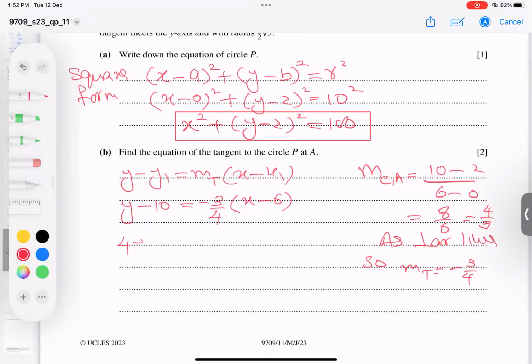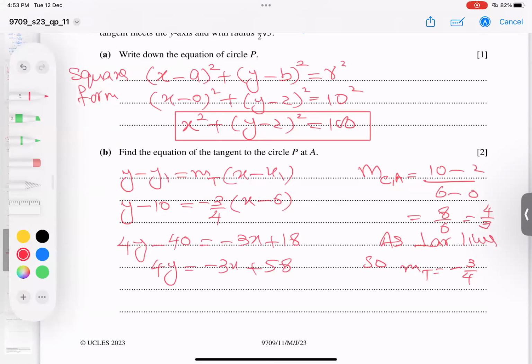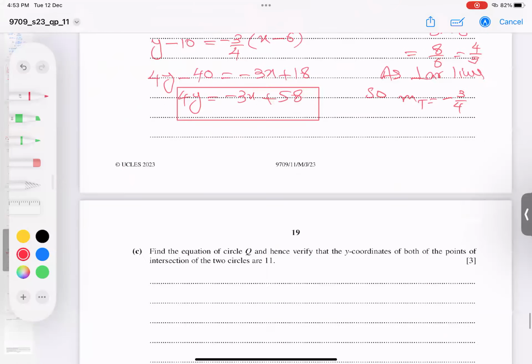So 4 times the 4 by the 5, 4y and 40, and negative 3x and plus 18. And 4y is equal to negative 3x, and 40 goes there and becomes plus 58. And this is the equation of the tangent. Okay, you can stop here, or you can shuffle and convert it into another format even, and no problem at all. So let's go for the next part.